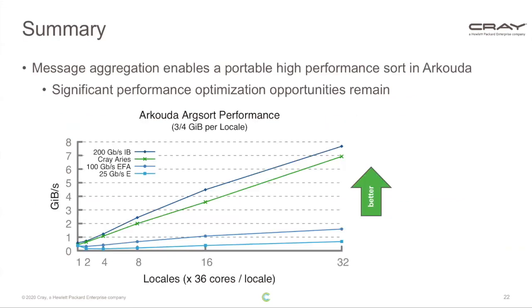So that's what I have for you today. We've seen that message aggregation can enable a high performance sort in Arkouda that's portable to a wide variety of networks. And we believe that there are significant performance optimization opportunities that remain. And this final graph just shows you the InfiniBand numbers, the Aries numbers, the EFA numbers, and the Ethernet numbers all in one. And that's what I have for you.